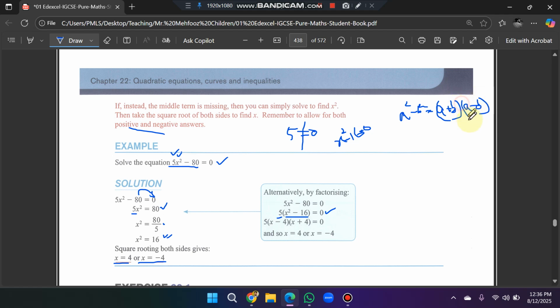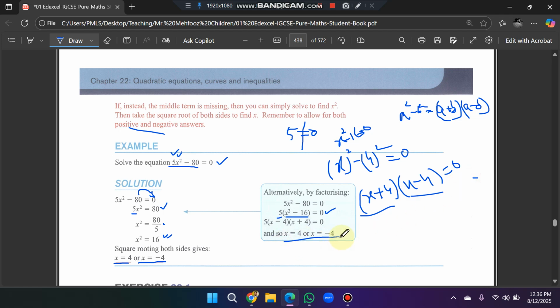For this one you can see that x square minus 16 you can write as x square minus 4 square is equal to 0. So you can write it as x plus 4 and x minus 4 is equal to 0. So here these two numbers are also equal to 0. So x plus 4 is equal to 0 separately, and x minus 4 is equal to 0 separately. So these are two solutions.